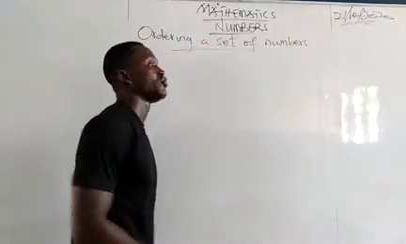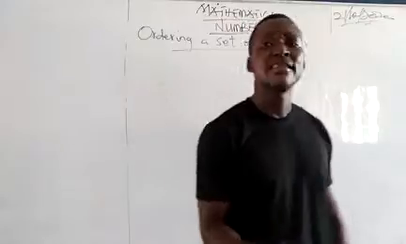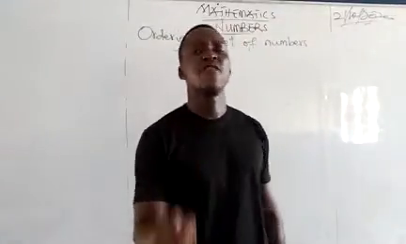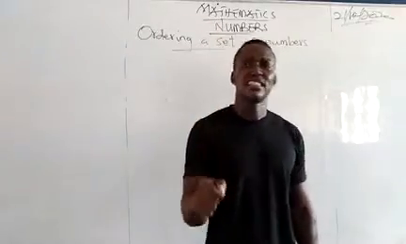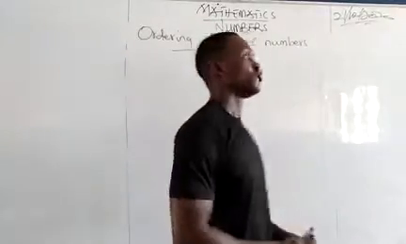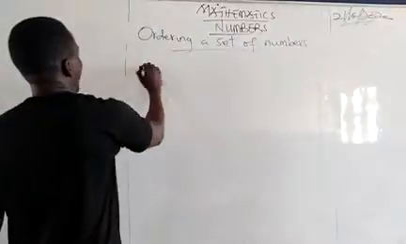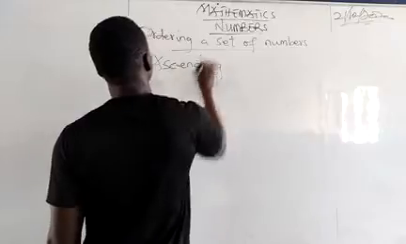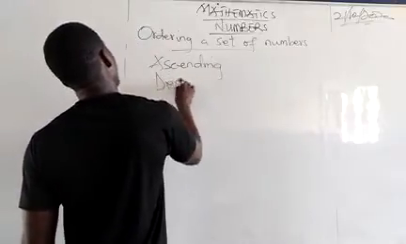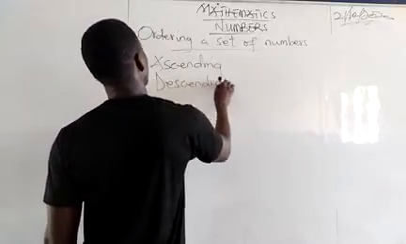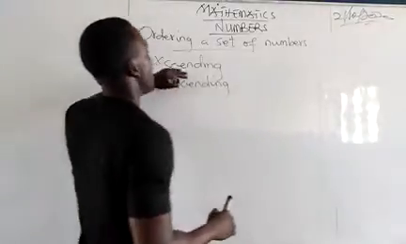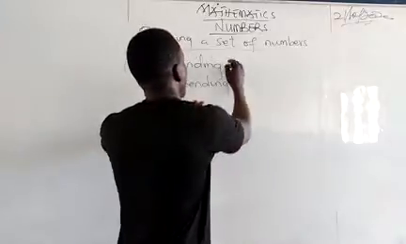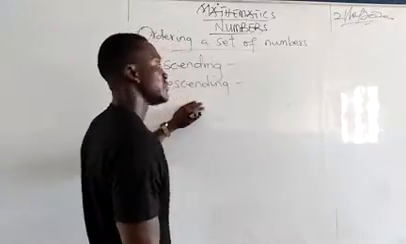Alright, here we are going to hear two main words, and you need to pay very much attention to those words. So now we are going to use the word ascending and descending. We are going to hear the word ascending and descending. So let's look at the meaning of each.